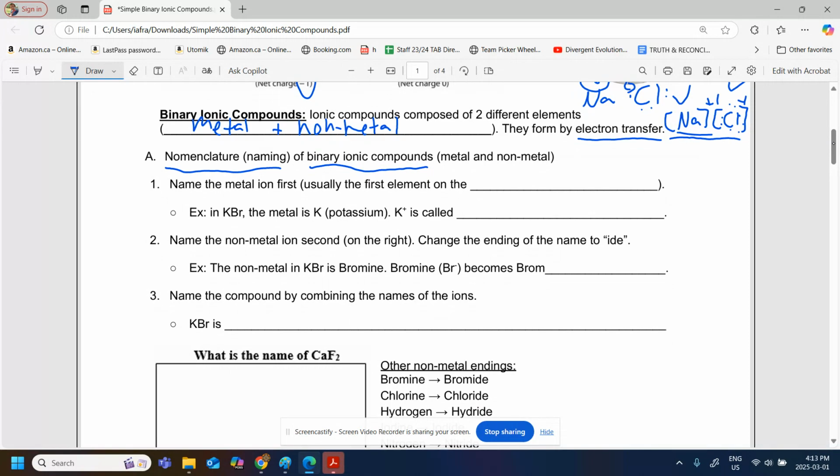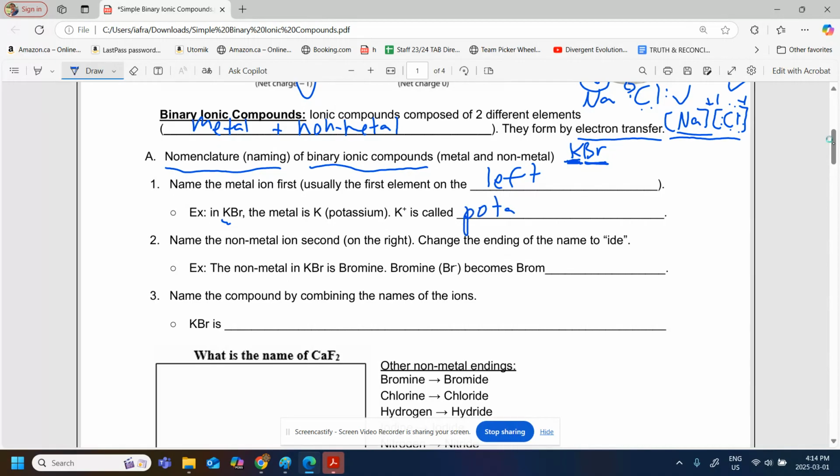Suppose I want you to name the binary ionic compound KBr. First of all, you'd have to realize it's binary ionic. Binary because there are 2 different elements. Ionic because we have a metal and a non-metal. So what you do first is you name the metal, which is usually the one on the left, the first one that you see. If you look at KBr, K is the metal, so we call that potassium.